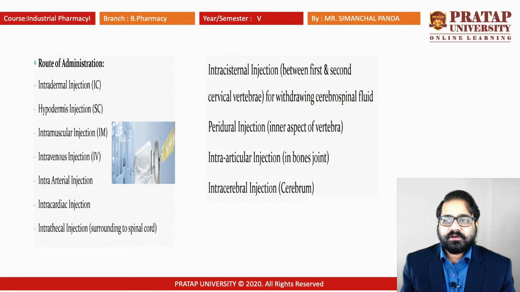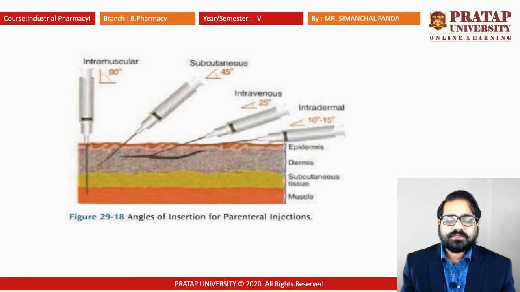There are different types of routes of administration like intradermal injection, hypodermic injection, intramuscular injection, intravenous injection, intraarterial injection, intracardial injection, intrathecal injection, intracisternal injection, peridural injection, intraarticular injection, and intracerebral injection.